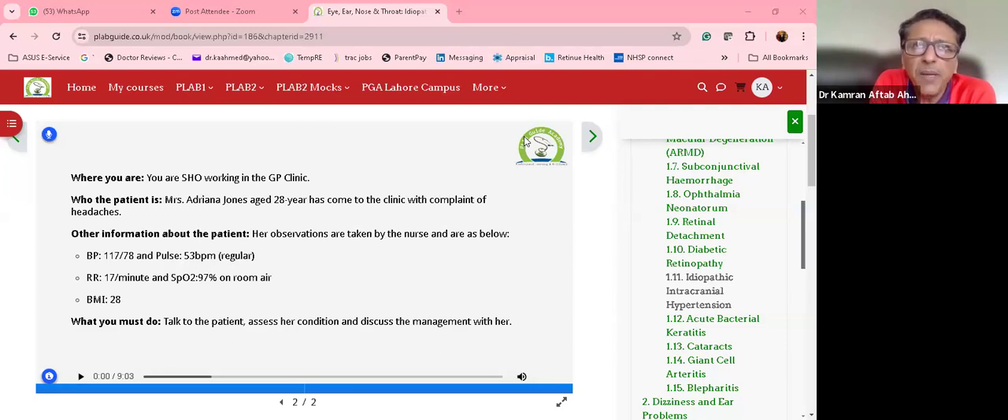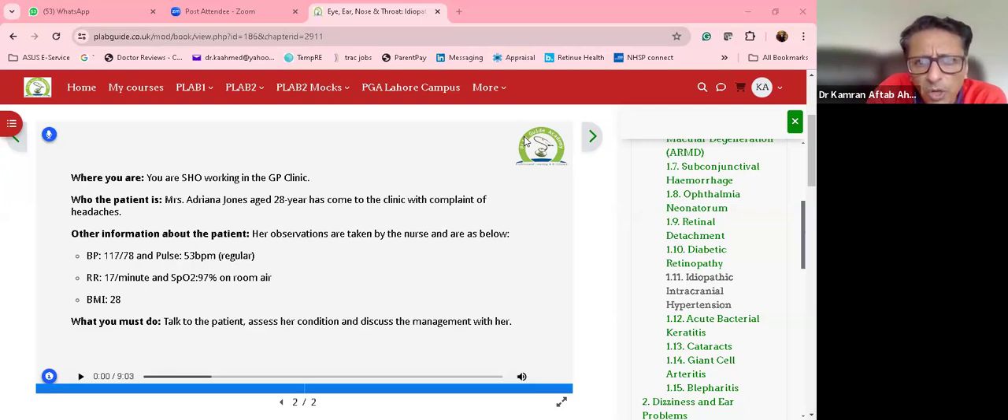The ophthalmologist may suggest an MRI scan of the brain, and then the patient will be referred to a medical specialist for possibility of lumbar puncture and/or further management. You have to treat the headache though with some painkillers.